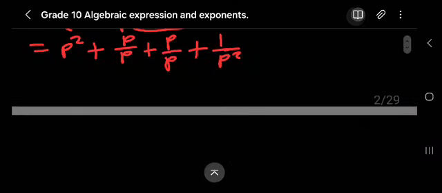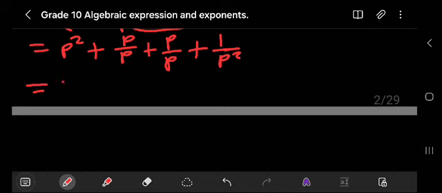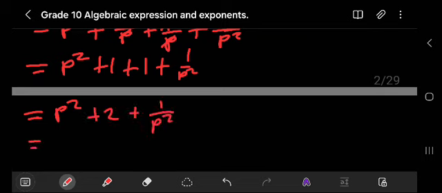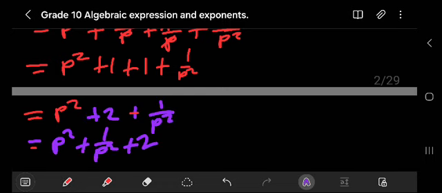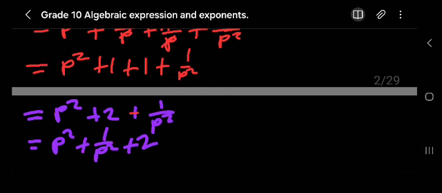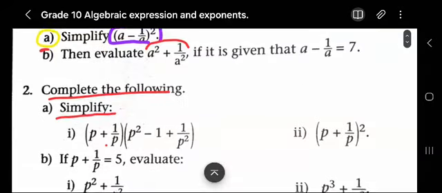So this is what we have. Then this will be p squared, p and p will cancel, left with 1, p and p will cancel, will be plus 1, left with 1 over p squared. So this, guys, is the same as p squared plus 2 plus 1 over p squared. If you like, you can write it like that, if you want. All right, so that is our answer there. You are done with that.